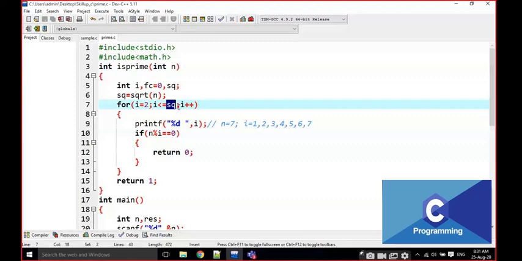First of all, what is the square root of n? Then I am going to check with the square root of n. That's it.